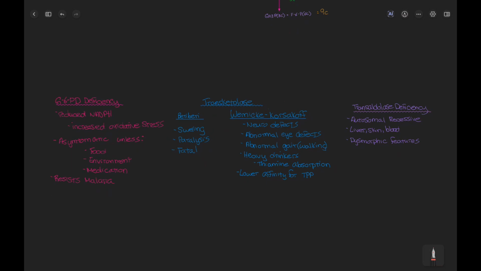For transaldolase, there is a very, very rare deficiency associated with it. It's autosomal recessive, so those impacted will receive one copy from each parent. Because of transaldolase's location in the pathway, the deficiency will result in high levels of acetylheptulose 7-phosphate. Clinically, it causes diseases of the liver, skin, blood, and dysmorphic features. It was relatively recently discovered, and since it is so rare, there isn't any known treatment for it yet.